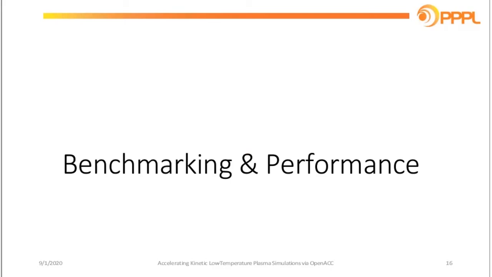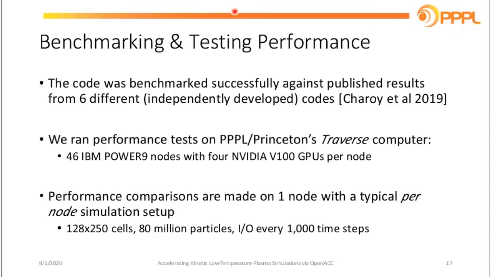Let me just talk a bit about what people usually want to see, which is the performance gain that we had. Firstly and most importantly, obviously, we benchmarked the code. After all these changes, we benchmarked it against a known simulation setup, and we saw everything we expected. It was benchmarked successfully. Then in terms of performance, we were running on PPPL and Princeton's Traverse supercomputer, a Power 9 system with NVIDIA Volta 100 GPUs. The performance comparison was run on a single node, with a typical load that we would expect from a single node in our simulations.